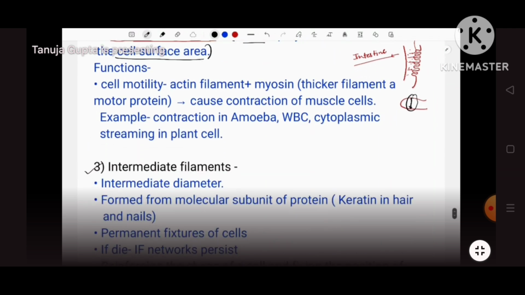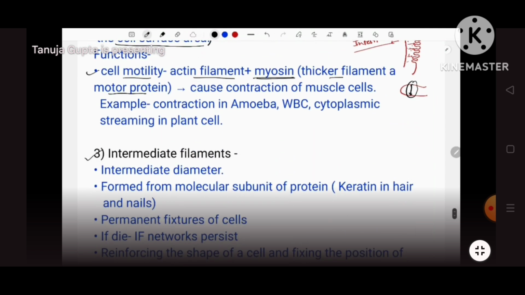Now what is the basic function? It helps in cell motility. Actin filament, what does it do? There's one more protein, which is called myosin. It is a thicker filament. It is also a motor protein, like dynein. Actin interacts with this myosin and causes the contraction of our muscle cells.